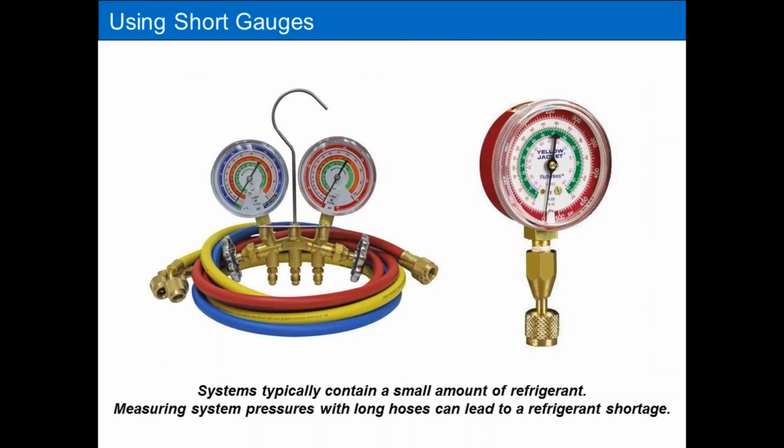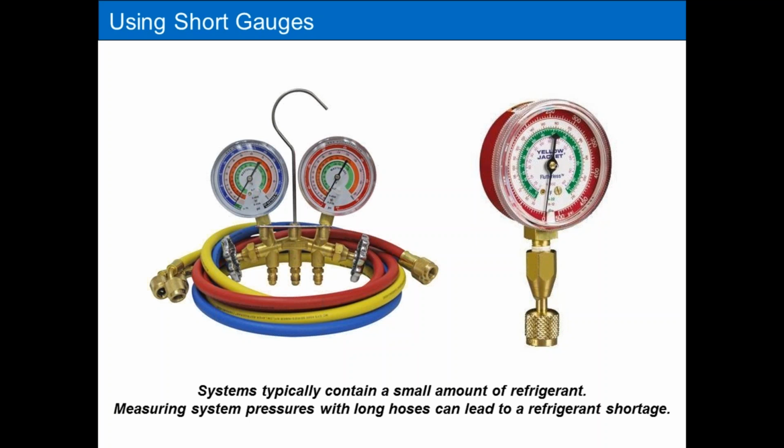Another precaution is, since these units hold small amounts of refrigerant, I would recommend initially when you're doing your troubleshooting not to use manifold sets with long hoses, like 3-foot or 6-foot hoses. That may cause enough refrigerant to be released just by you checking the pressure to cause the system not to work properly. So they do make stubby manifold, stubby pressure gauges that you can use.